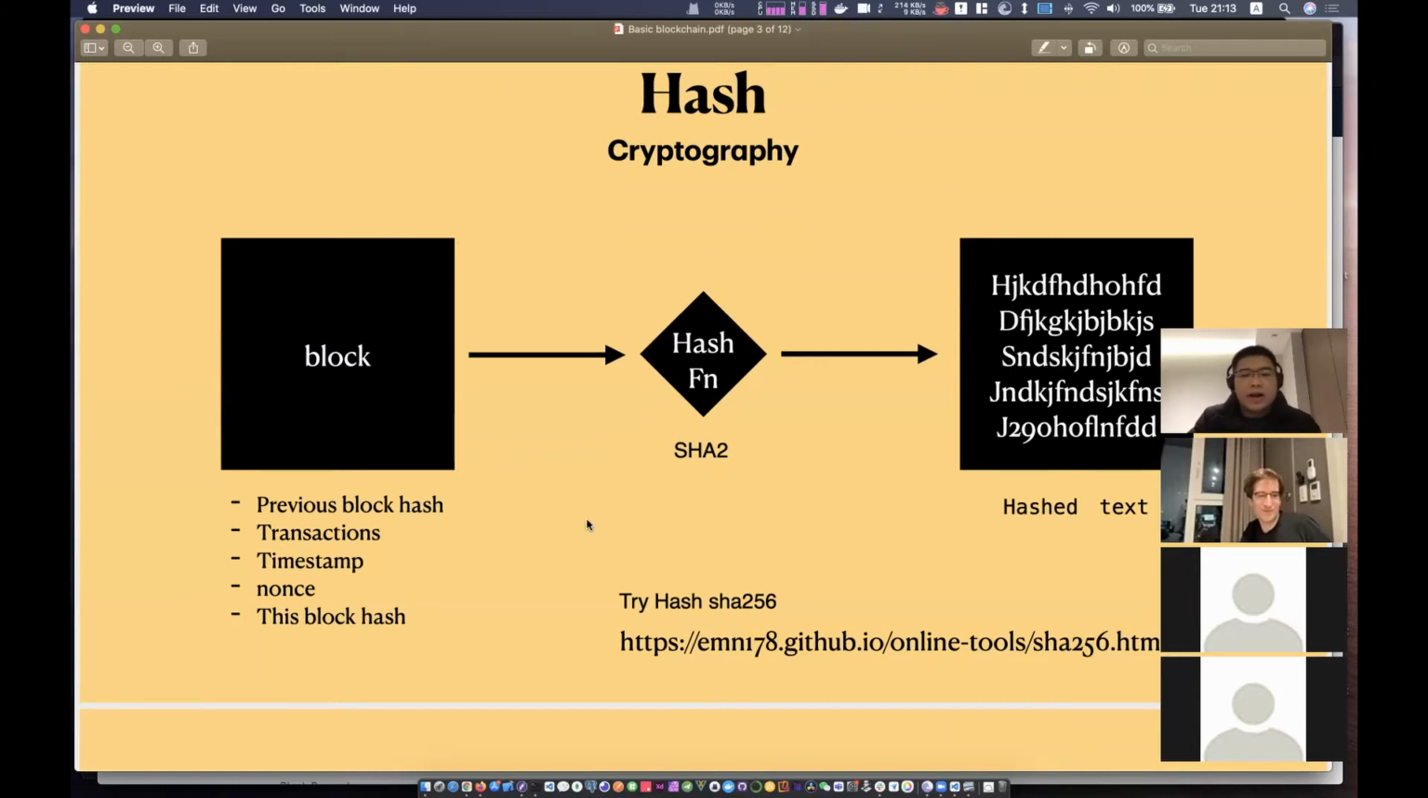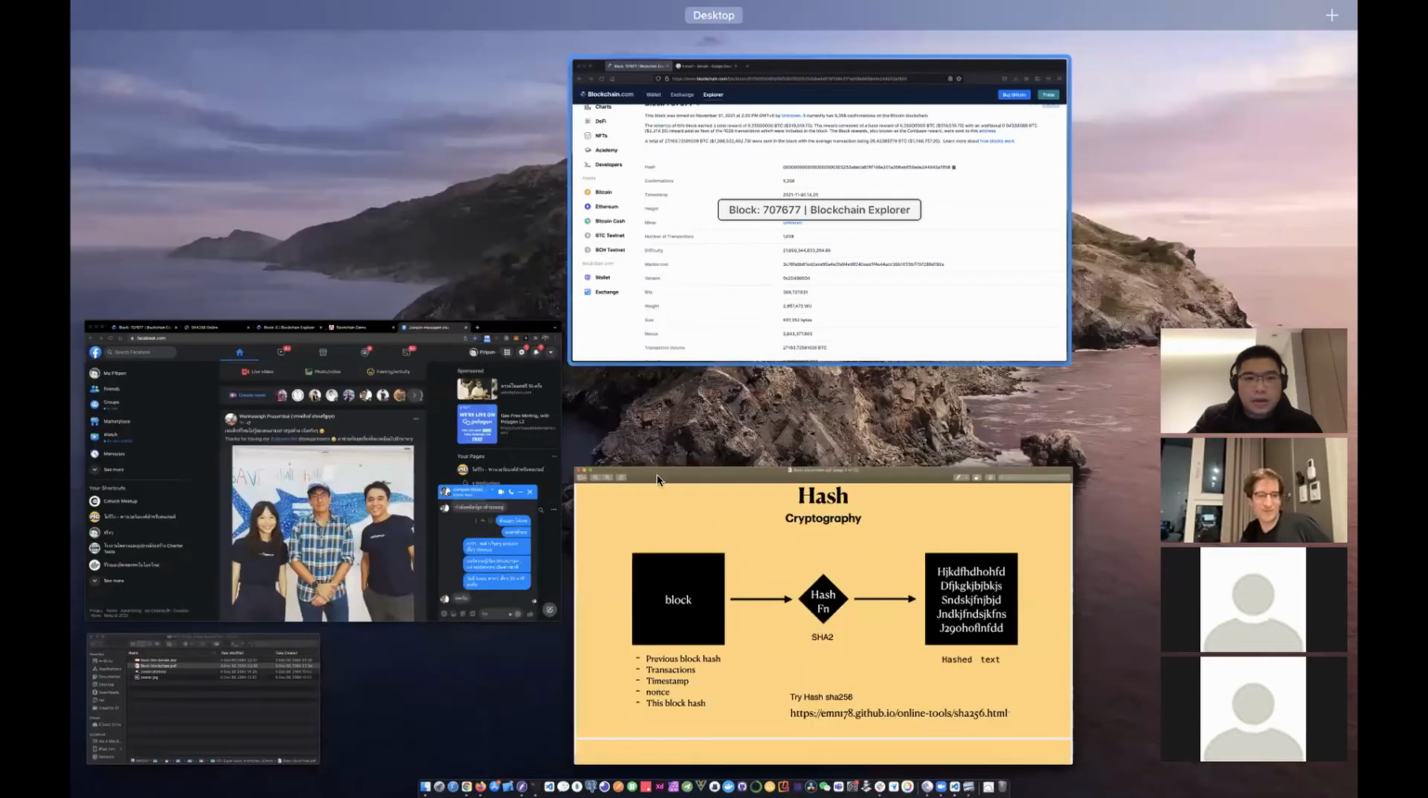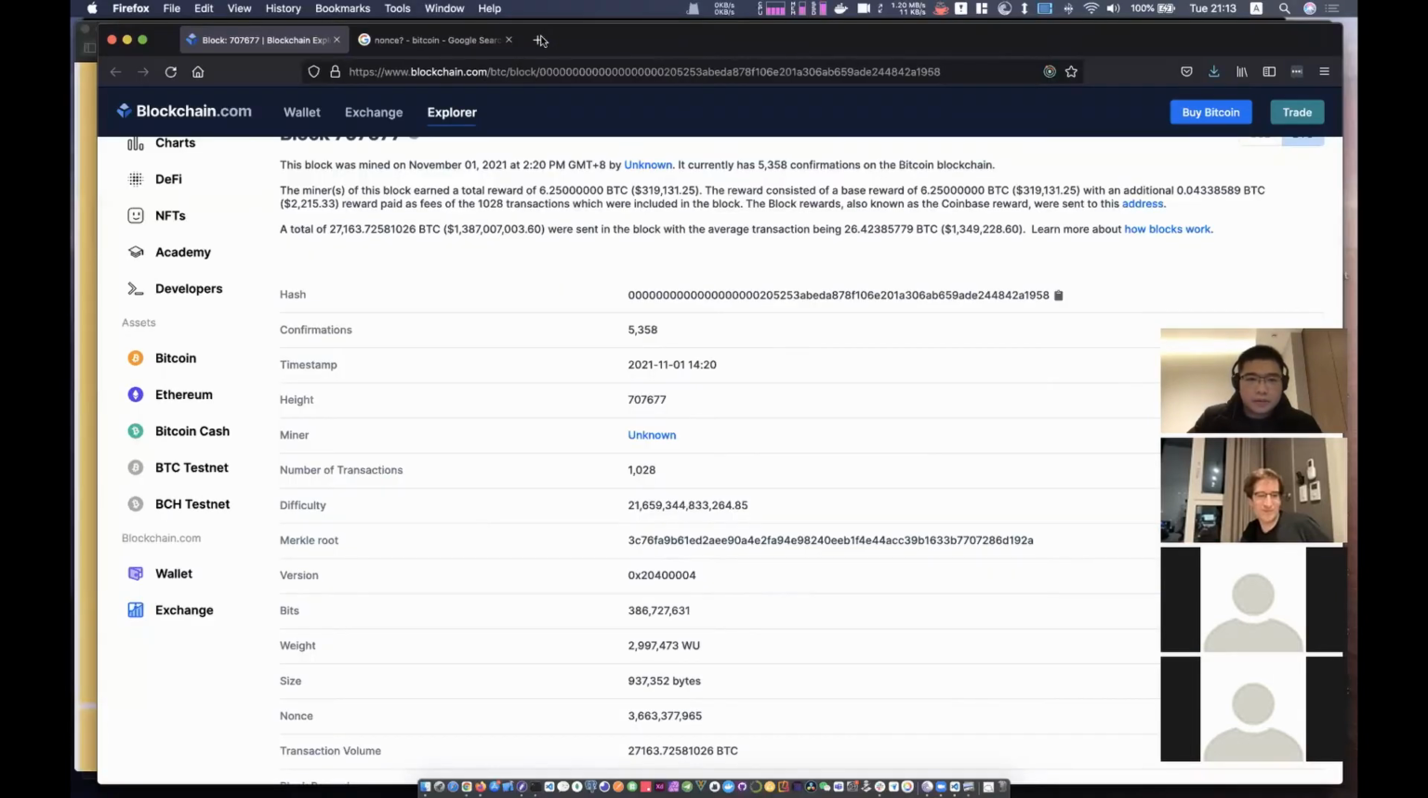For example, I opened this example for these two. Copy and paste.